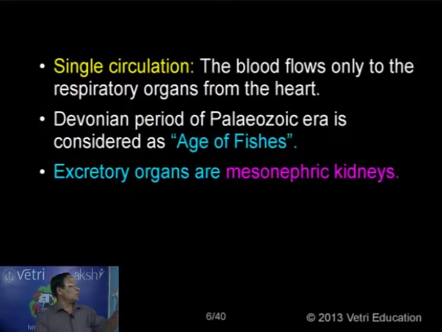So I mentioned what we mean by single circulation. Now let's talk about something on the evolutionary part of fishes, a few words. If you take the geological time scale, you know that we have the Azoic era, Proterozoic, Paleozoic, Mesozoic, Cenozoic eras. These are all the various eras according to the geological time scale.